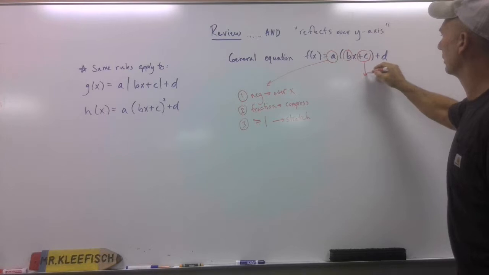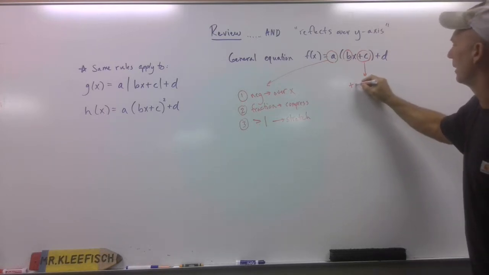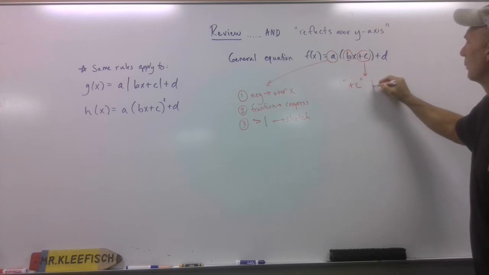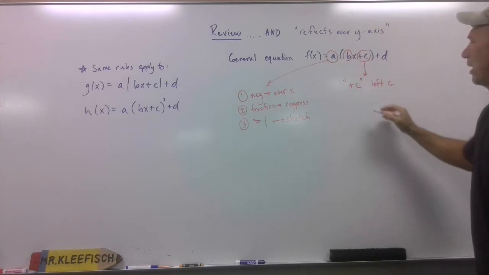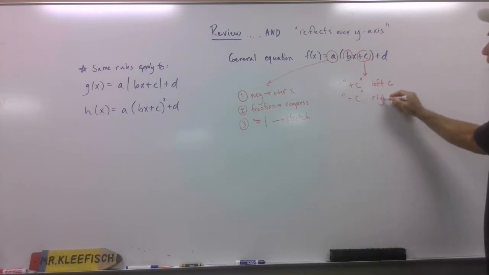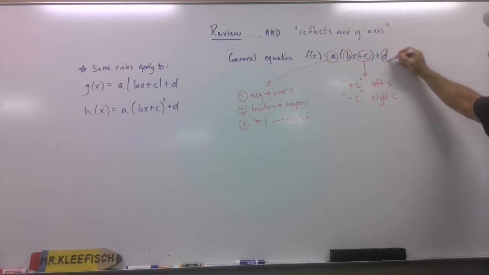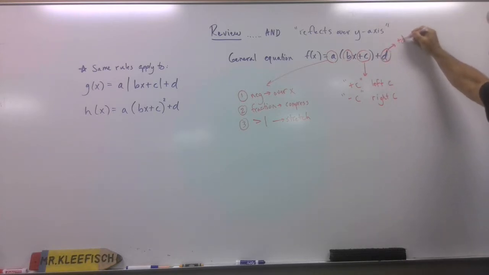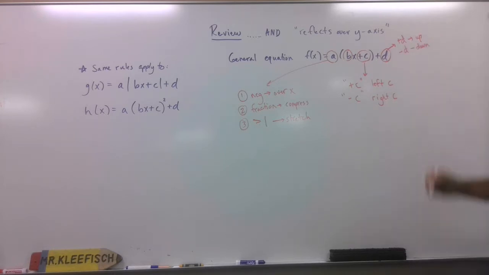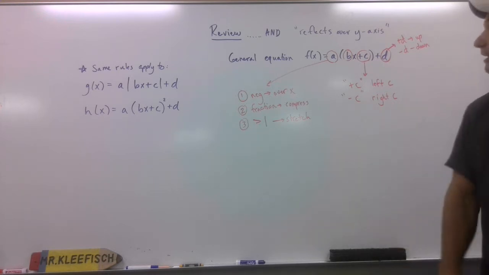Now this was a little bit confusing because it's kind of an opposite rule, but if it's plus C, then we move left that amount. If it's minus C, then we move right that amount. Okay. Letter D, pretty straightforward. Plus D equals up, whatever D is. Minus D just means go down. The fancy terminology was translated. Translated up, translated down. Okay.